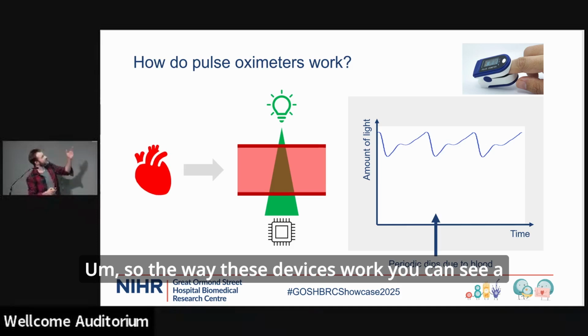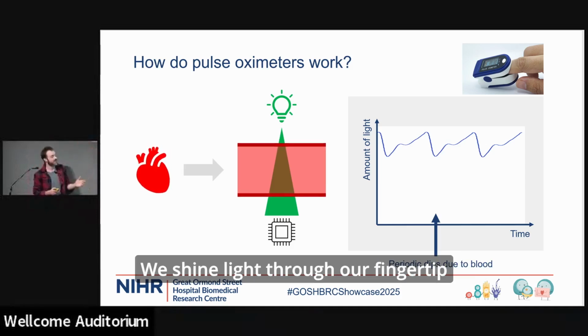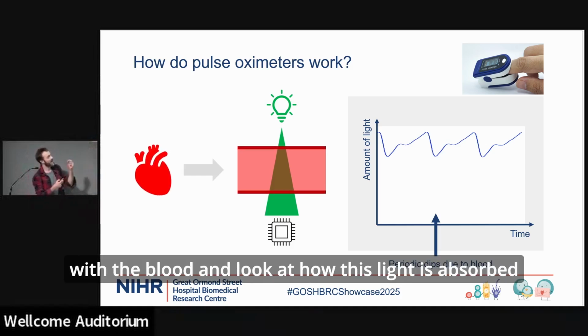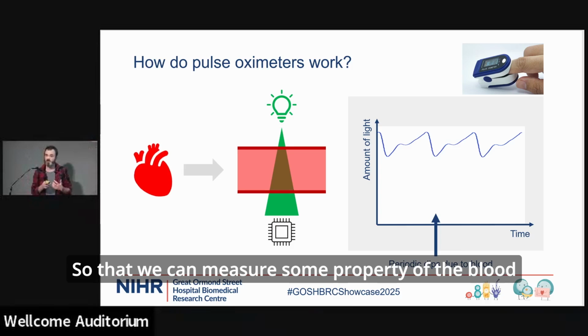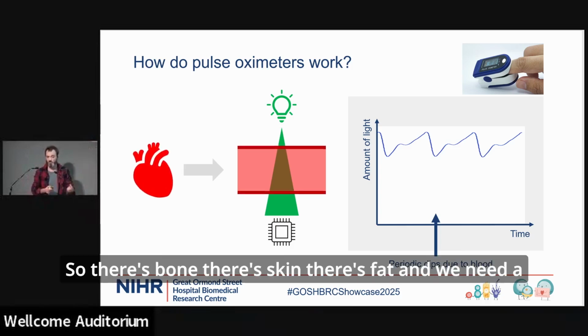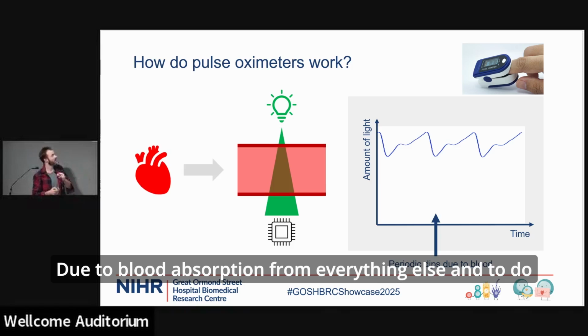So the way these devices work, you can see a schematic on the left panel here. We shine light through our fingertip. And what we want to do is have this light interact with the blood and look at how this light is absorbed so that we can measure some property of the blood. But the problem is there are other things in the way as well. So there's bone, there's skin, there's fat. And we need a way to distinguish the signal due to blood absorption from everything else.